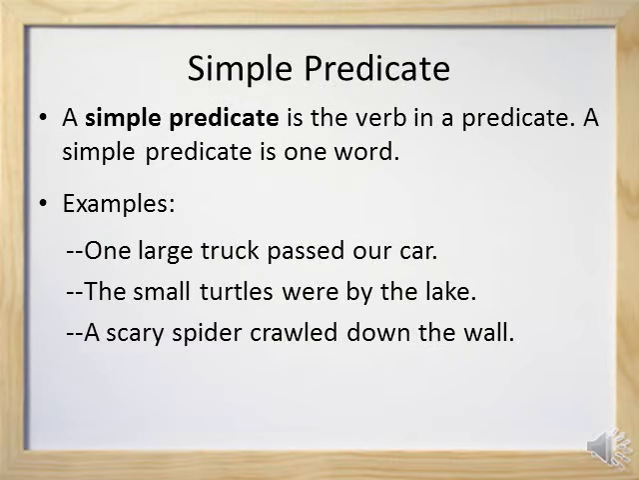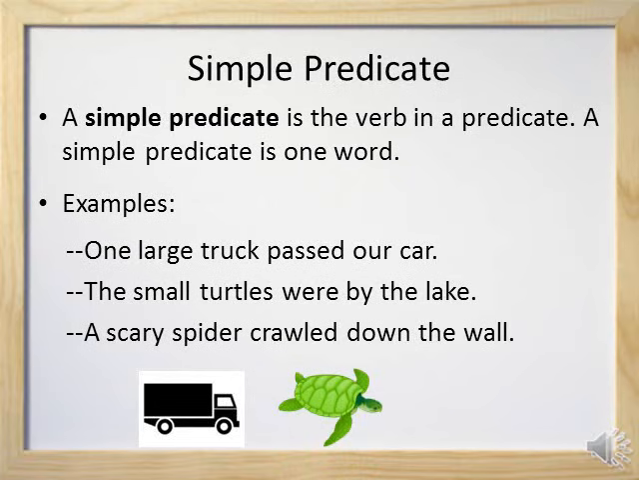Now let's talk about simple predicates. A simple predicate is the verb in a predicate. A simple predicate is one word. Let's look at some example sentences, and then we'll identify the simple predicate in each one. One large truck passed our car. The small turtles were by the lake. A scary spider crawled down the wall.